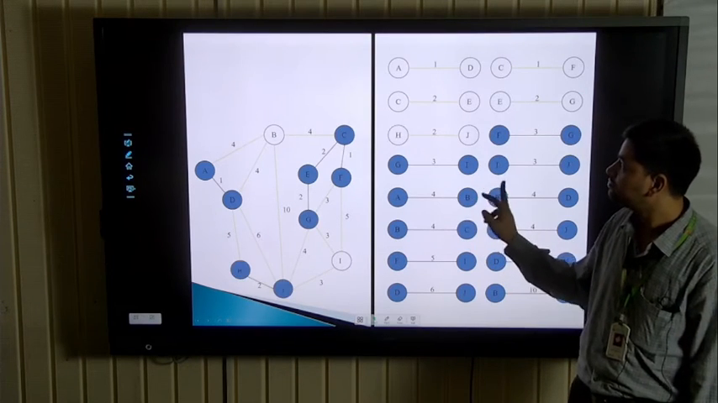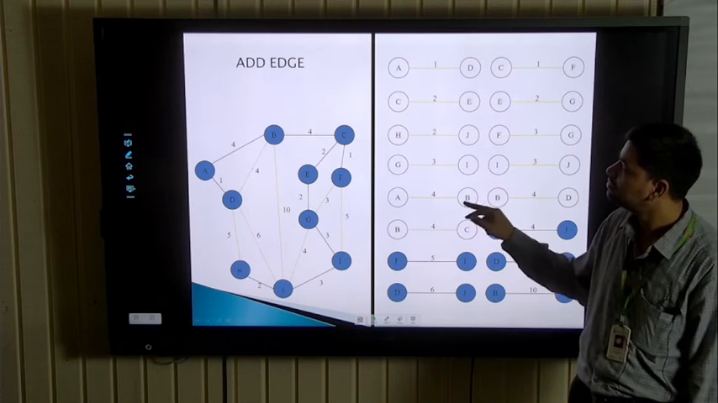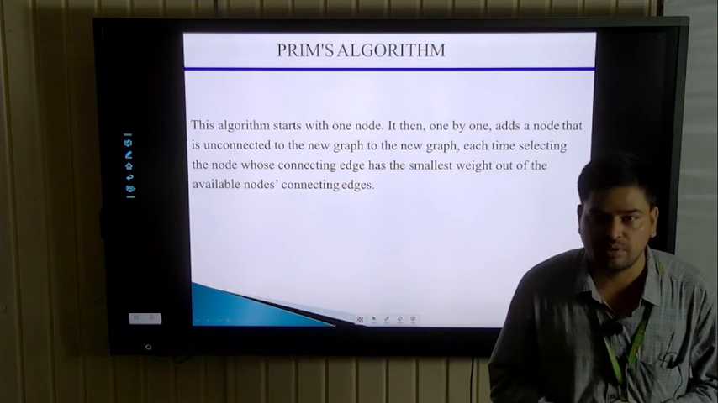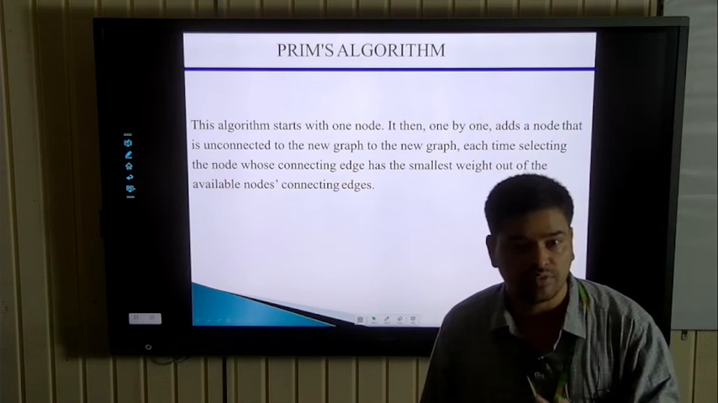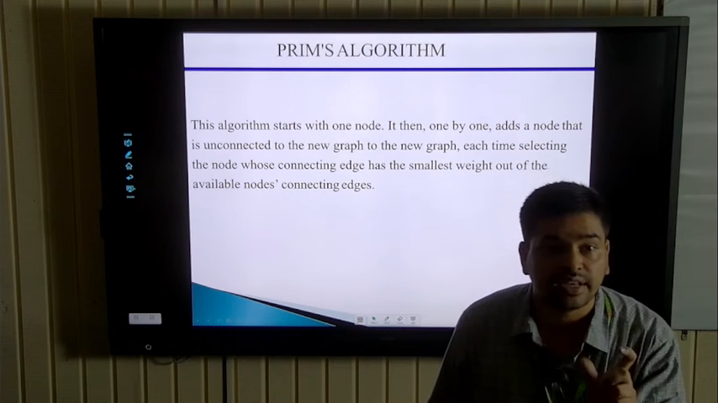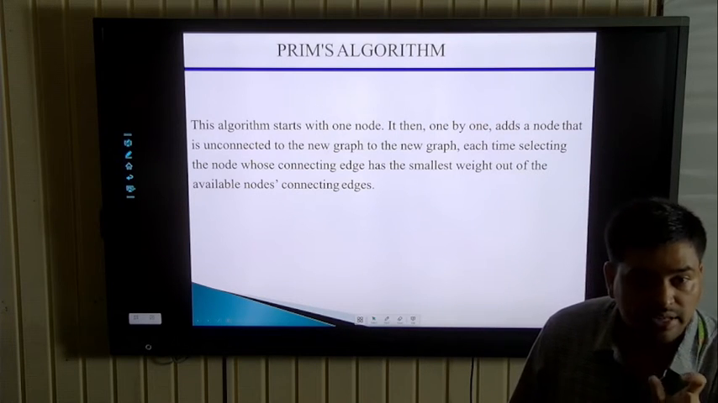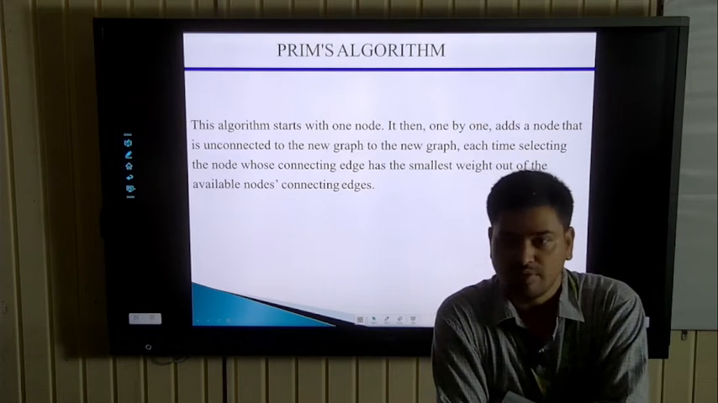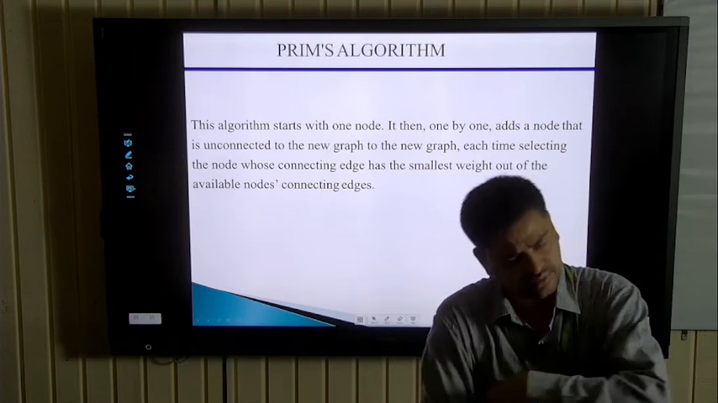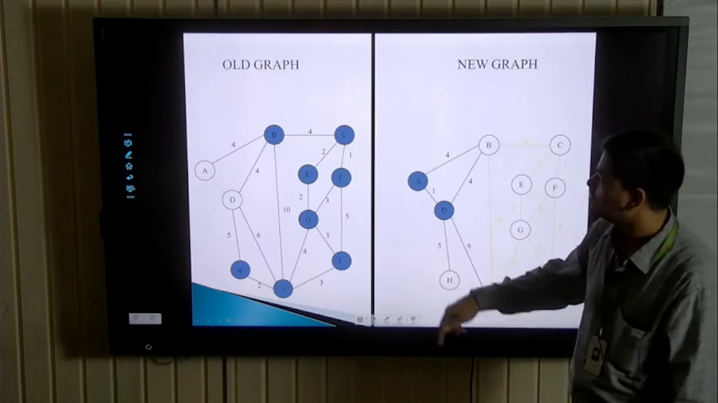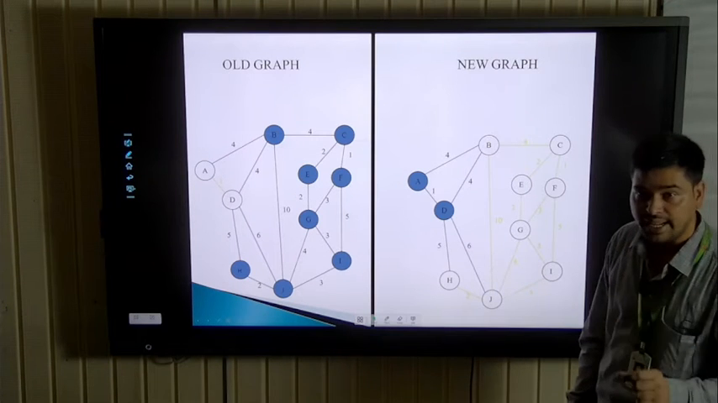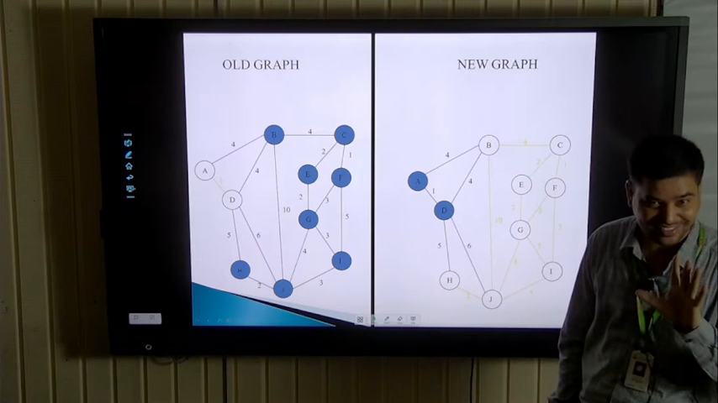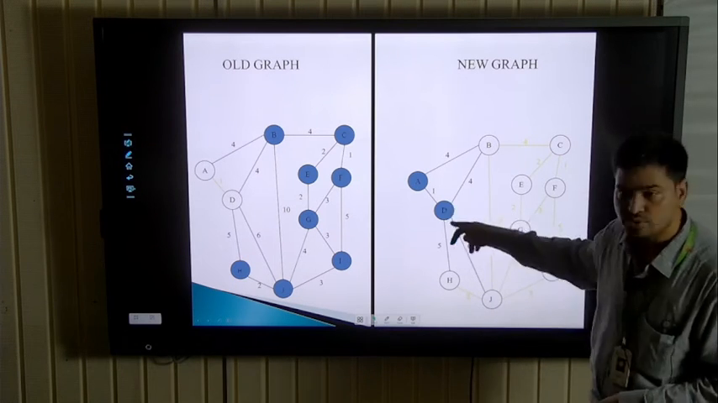Now the second algorithm is Prim's. So what is the procedure of Prim's algorithm? In Kruskal's algorithm, we start from the minimum cost edge. Here we do not start from the edge. So how do we start? First of all, select the minimum cost edge. Which one? A to D.